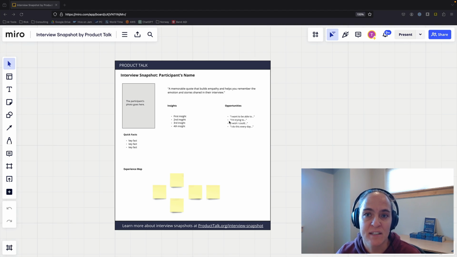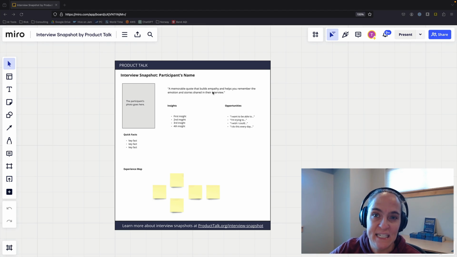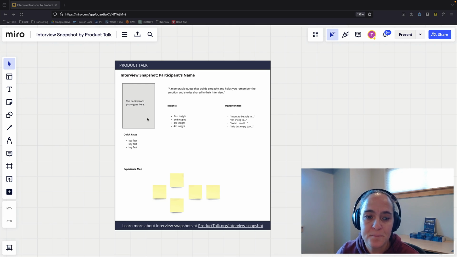There's a few key elements that I'm going to quickly walk through. The name and the photo should be fairly obvious. I like to include a memorable key quote at the top of the interview snapshot. This acts as a key to unlock our memory of the conversation. So you want to look for a quote that has a lot of emotion or that's really unique about the participant to help you remember the conversation that you had.